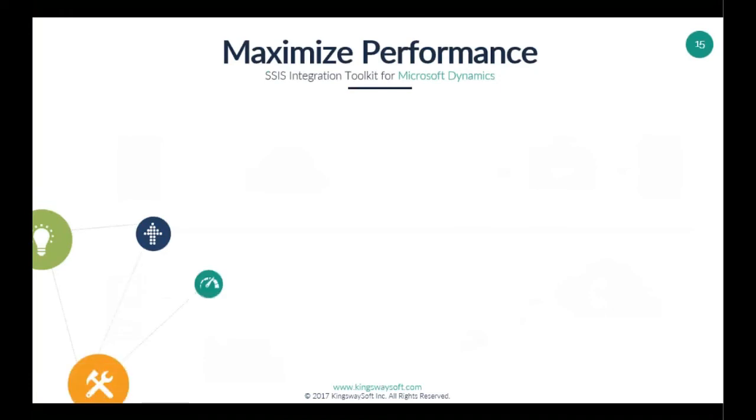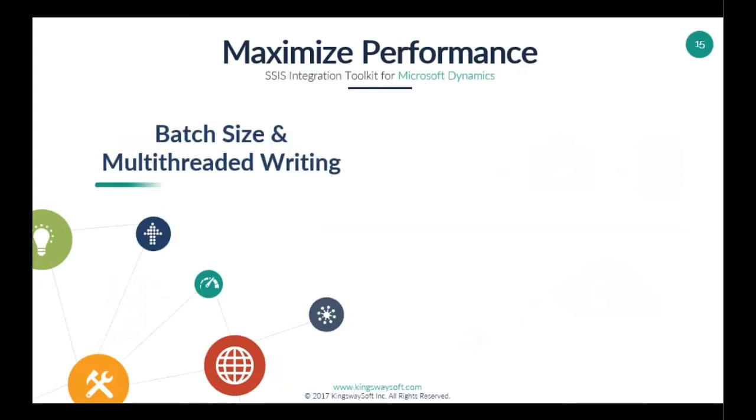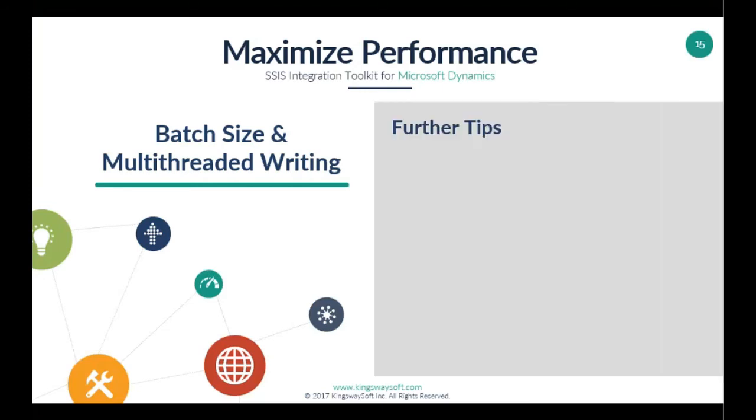We want to help you get the most out of your data integration performance. One major thing that we have here is our batch size and multi-threading, which I did show briefly. I will show you some statistics on that in a second. But that is really going to help you get the most data integration performance out of our solution. It's getting the right batch size and multi-threaded writing combination going. Some further tips that you can use: if you're on Azure, if you're targeting 365 online, you can use an Azure VM to host your data integration solution.